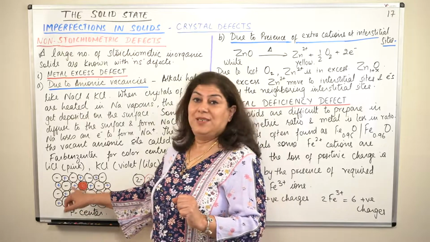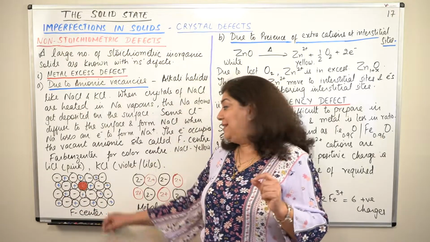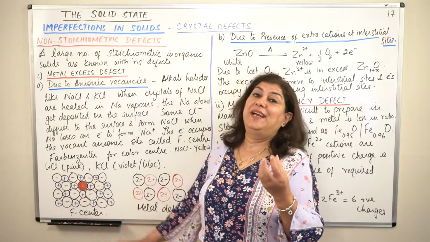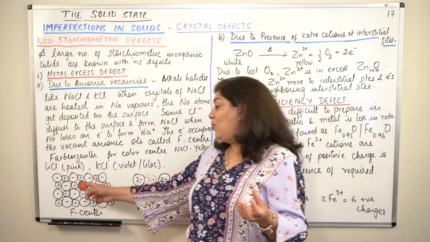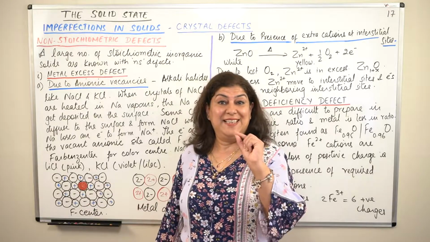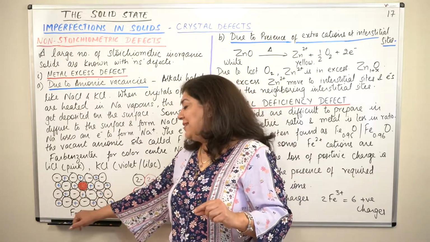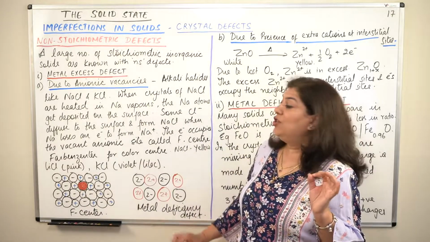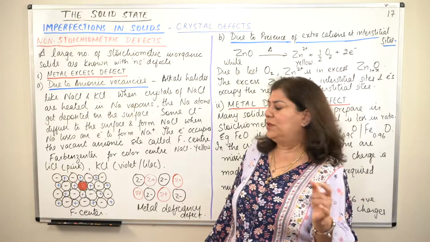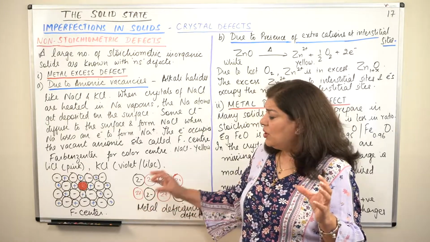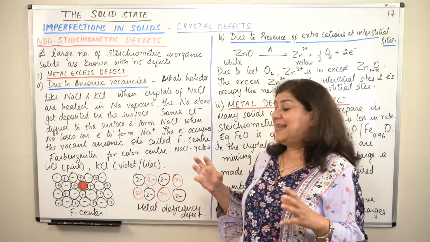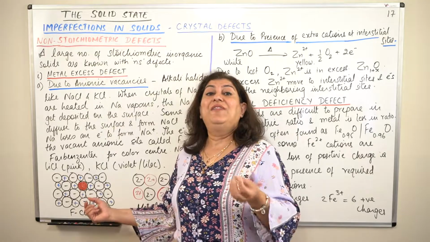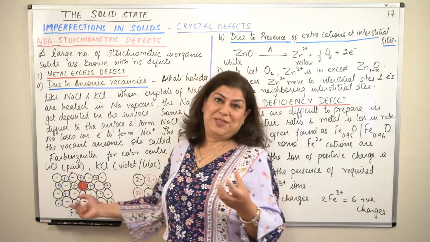Such a site, where an electron occupies the site where the anion should have been, is known as the F center, or Farben-Center in German. I think it was German, you can confirm it from the book. Farben-Center means that it is the center which is giving color to the crystal.